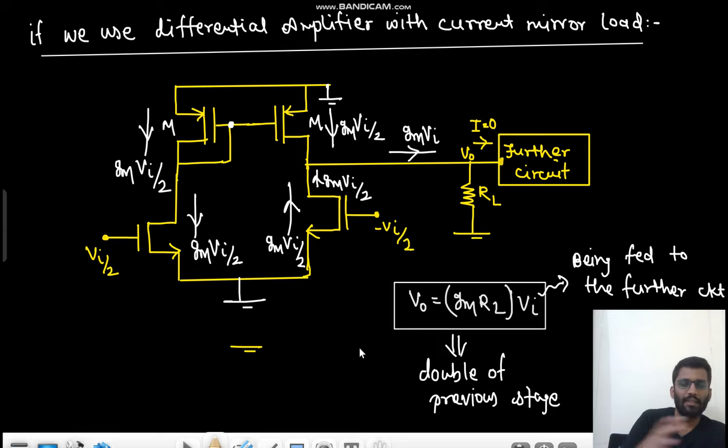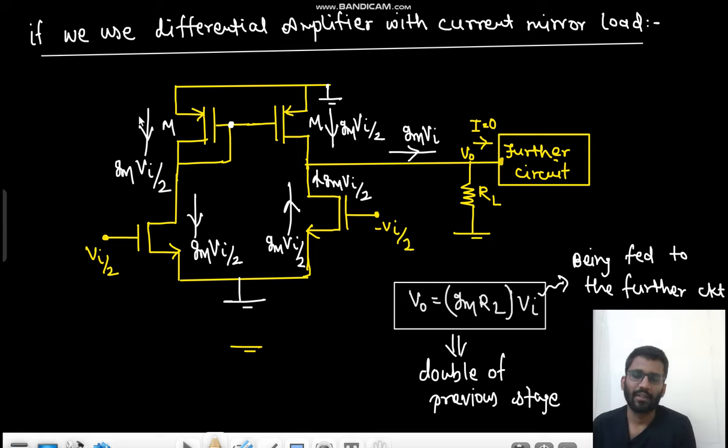I hope you have understood the concept. gm Vi by 2 current here, the same current will be flowing because both are in series. So gm Vi by 2 current will be here. Both have the same VSG, that means the same gm Vi by 2 current will be here. Here we have gm Vi by 2 current, here we have gm Vi by 2 current. That means we have gm Vi current here.